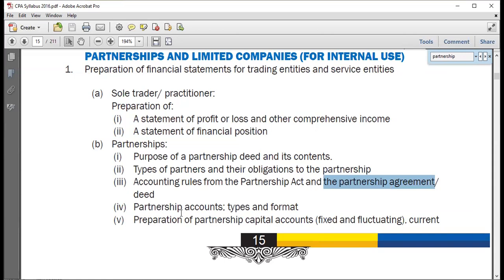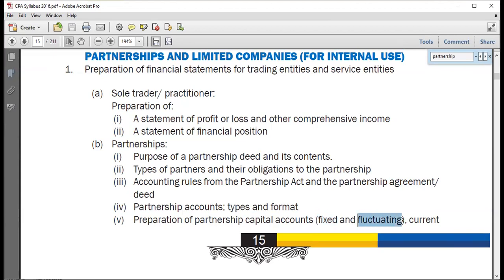And then partnership accounts, type and format. We have seen those ones: the appropriation account, the partnership current account, and so on. Then the preparation of partnership capital accounts, fixed and fluctuating. Now, fixed capital, when we have a fixed capital account, is like what we just had in the example. That means that in that case, we shall have a current account. So a current account comes in when we have a fixed capital account.